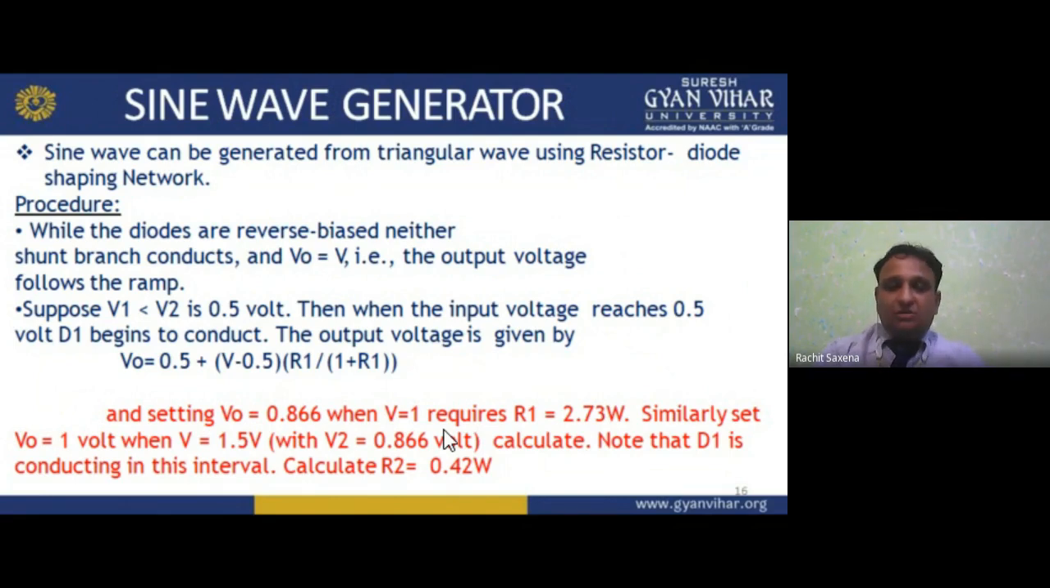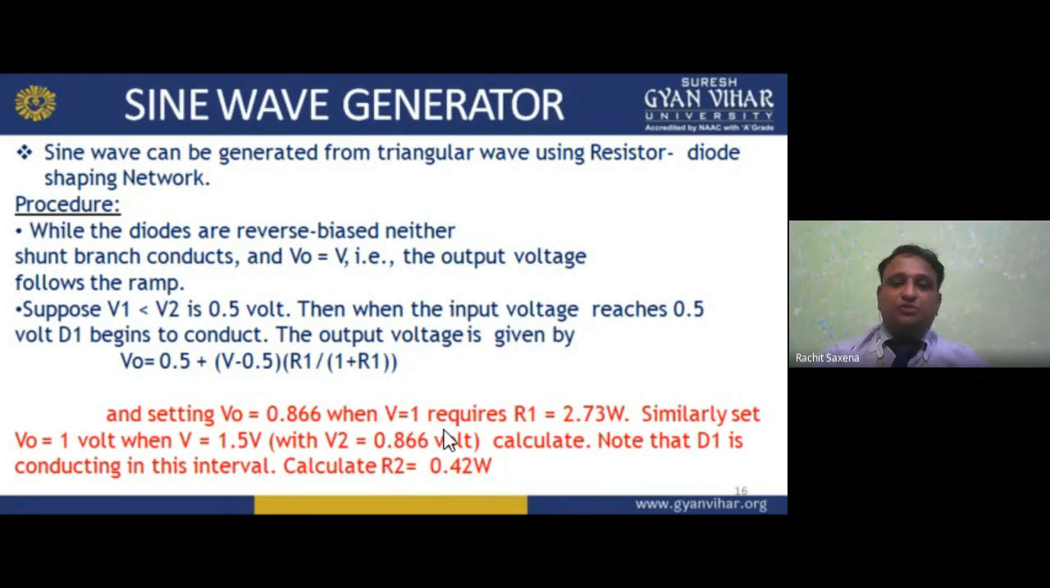The procedure is: while the diodes are reverse biased, neither shunt branch conducts and V naught will become V. If the diodes are reverse biased, they behave like an isolator, no current will flow, no conduction, and V naught will always be V. That is the output voltage, it follows the ramp.